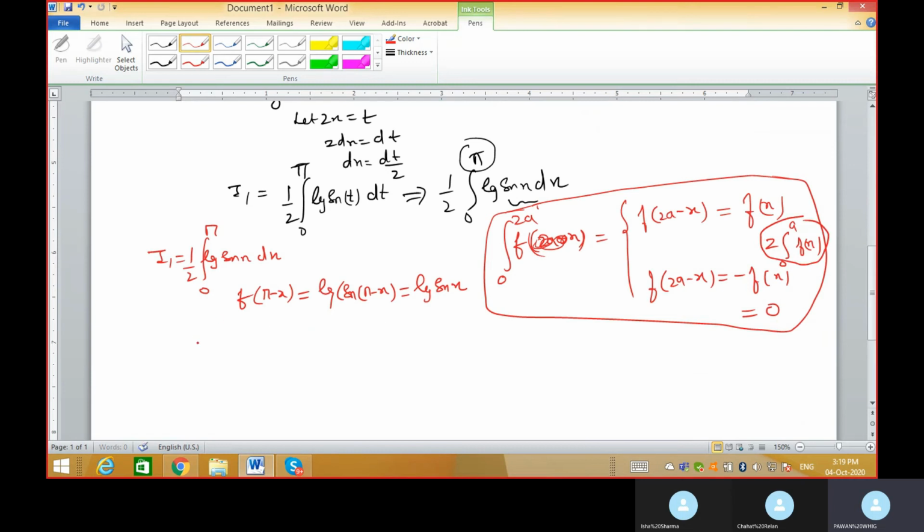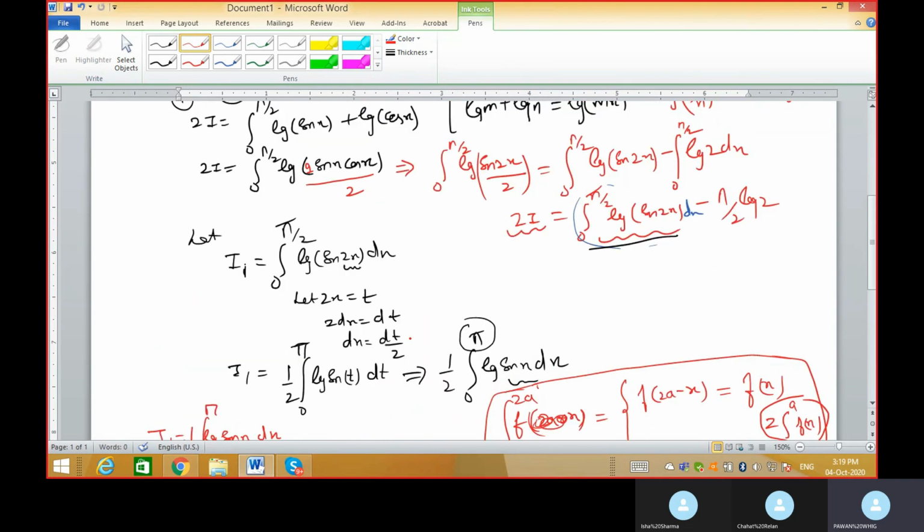So now what do you have to do? You have to take twice. 1 by 2 is already there, so I am taking the twice, and you have to reduce the limit to half. So from 2a it becomes a. Since here it is pi, you have to make it pi by 2. And f of x remains the same, log of sin x. So with this the two gets cancelled out, and the integral from 0 to pi by 2 of log of sin x is nothing but your I. So now your I1 is equal to I.